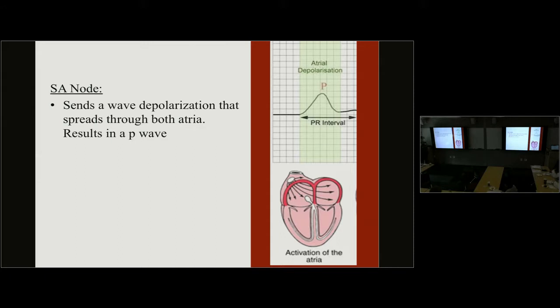And you can see here that this SA node is where this electrical impulse is going to start from. It's going to send that wave of depolarization through the atria. Okay, so looking down here, the pacemaker sending it through the atria, okay? And when that happens, it creates a bump on the EKG, and we call that our P wave. So your P wave stands for atrial depolarization.